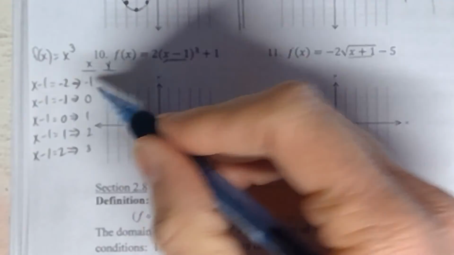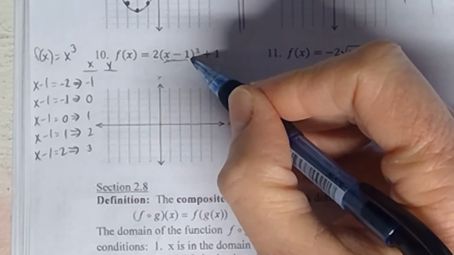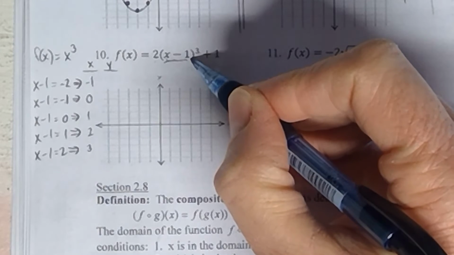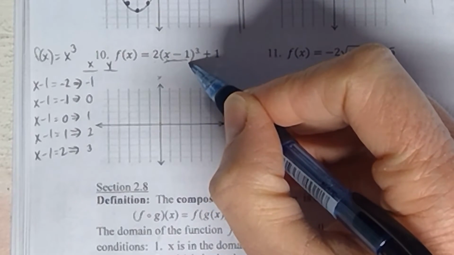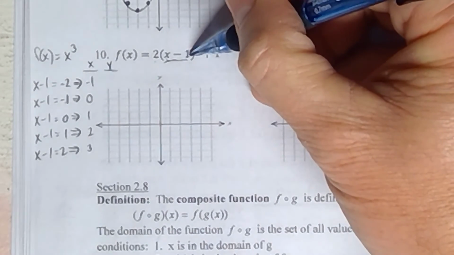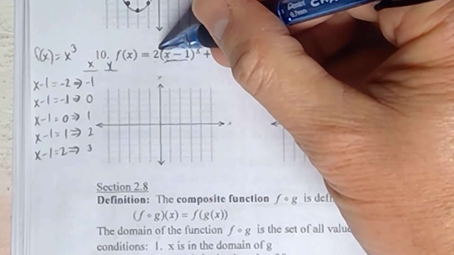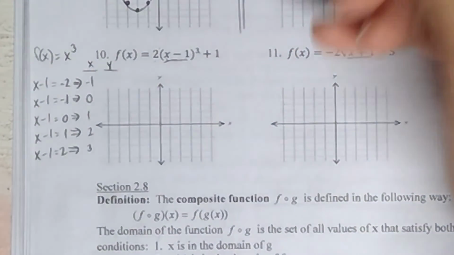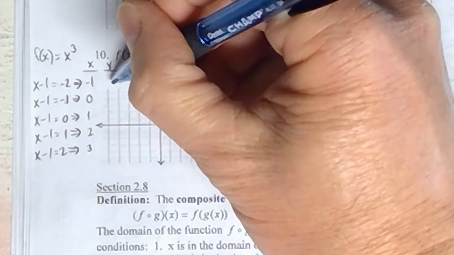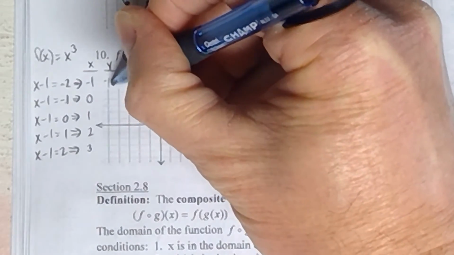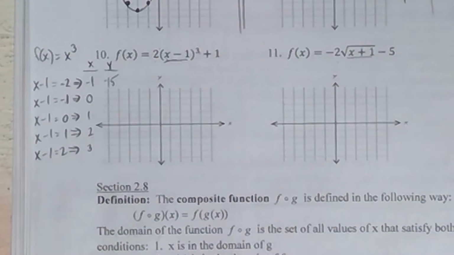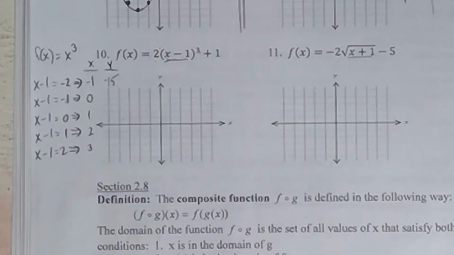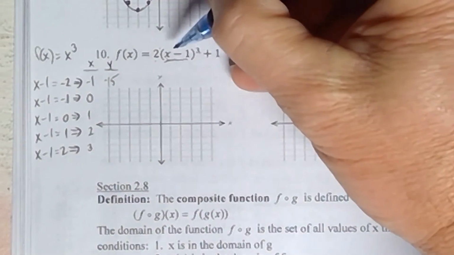So if I plug in -1, I get -1 minus 1 is -2. -2 to the third power is -8. -8 times 2, because multiplication comes after exponents. -8 times 2 is -16, but then plus 1 is going to be -15, right? Okay. And then we do that same thing with the other 4 numbers.